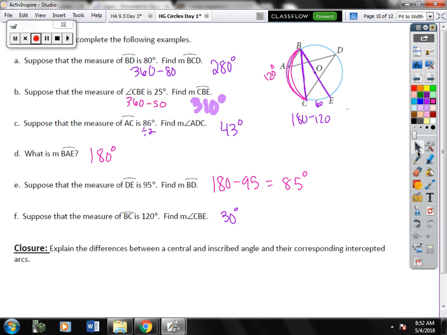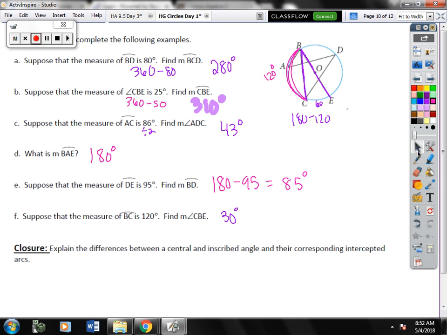Closure just asks us to explain the differences between a central and an inscribed angle and their corresponding arc measurements. So what's the difference between central versus inscribed? Marquise? Central angle, it's equal to the arc length, and inscribed is either divided by 2 or multiplied by 2. Perfect. Central angles are equal to the arcs. Inscribed angles are half the measure of the arc. And if you have the angle, you will double it to get your arc.